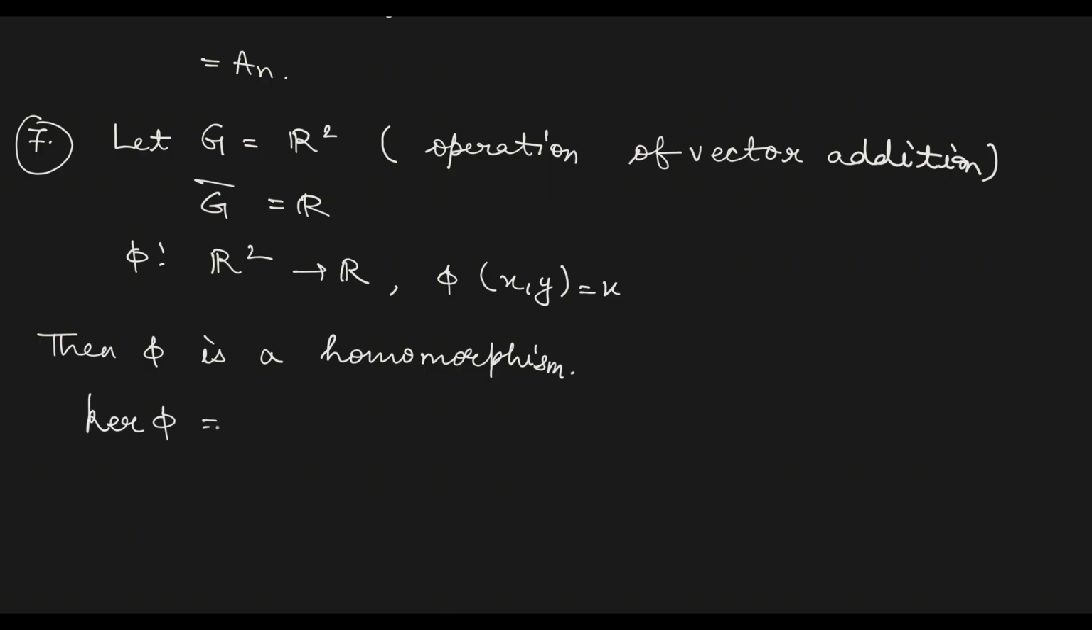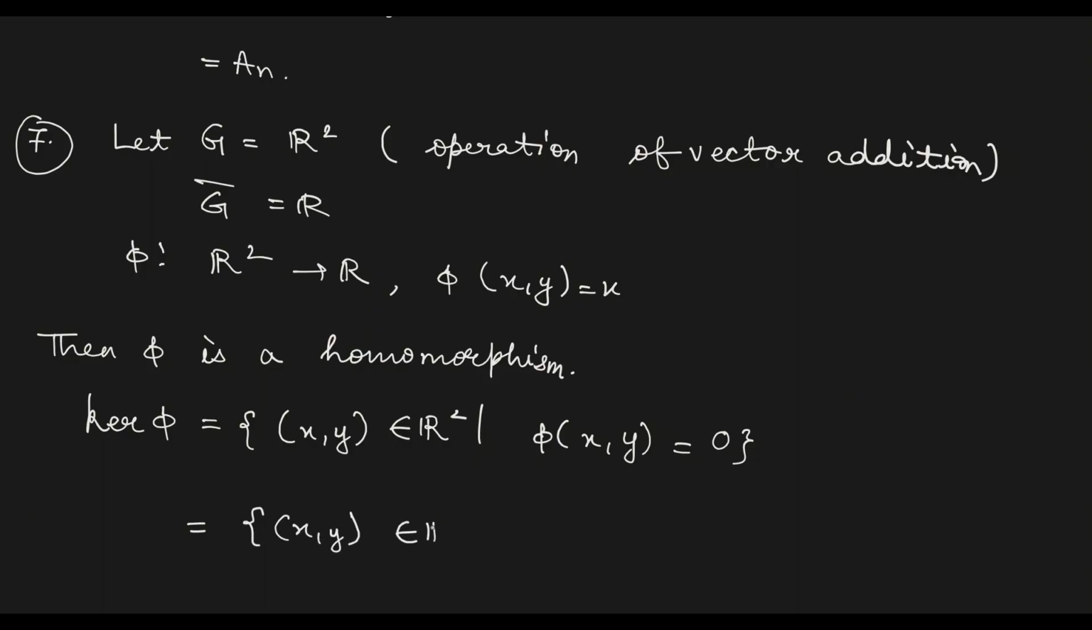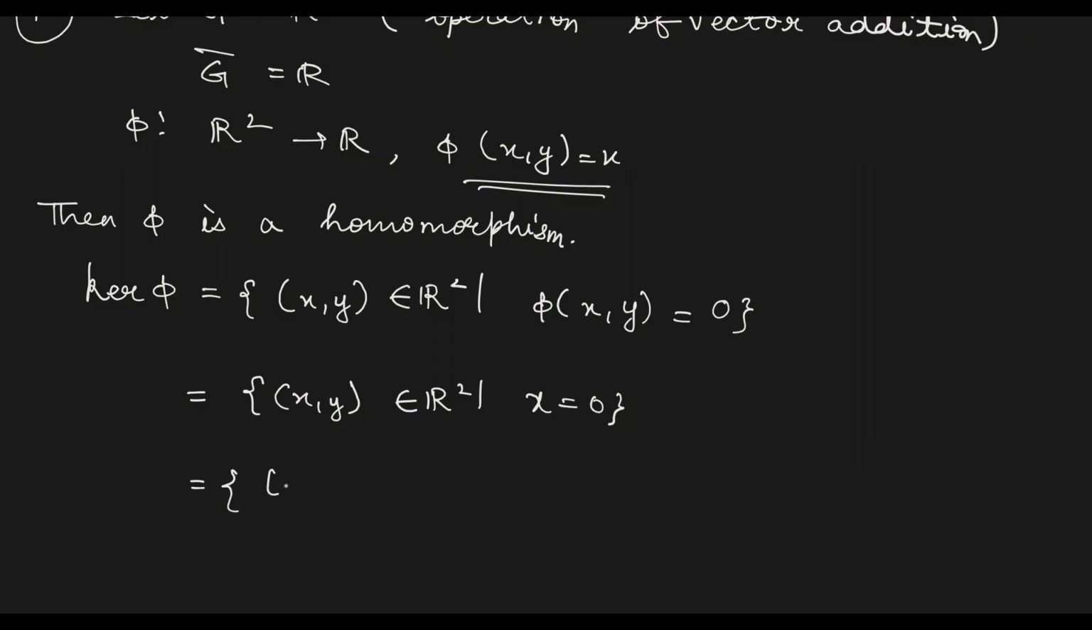Kernel phi is equal to (x, y) belongs to R square such that phi(x, y) is equal to the identity of the codomain, which is 0. And by the definition of the phi mapping, it is x. So x is equal to 0. (0, y) belongs to R square. This means it is the y axis.